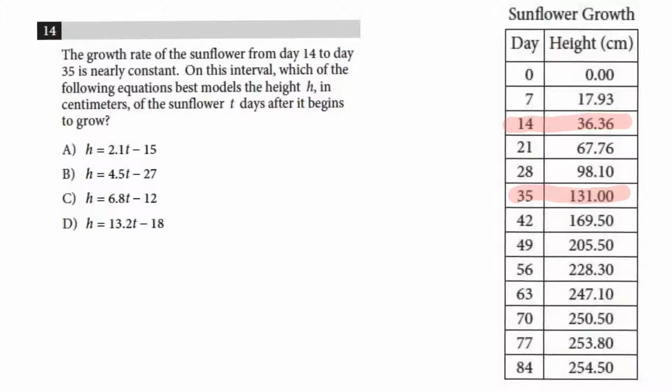Okay, so if they're using that interval and they're saying that it's nearly constant, and that interval can model the growth rate of the sunflower in that interval, then to write the equation, again, guess what comes back up? Y equals mx plus b. So I think that if we can find the slope, since the slope is different for each of the solutions here, we should be able to pick which equation we want to select.